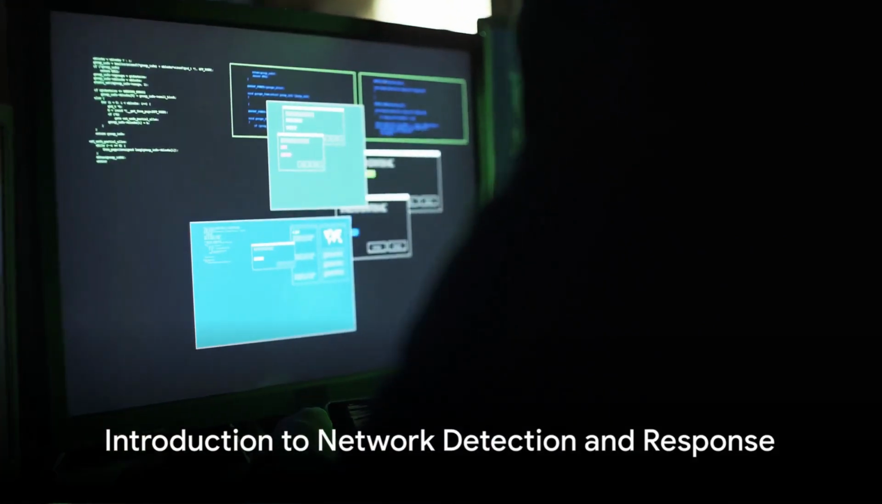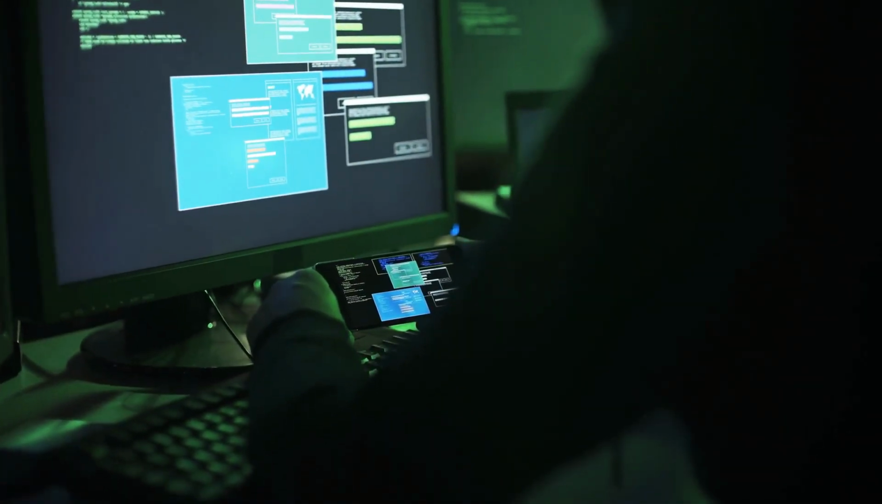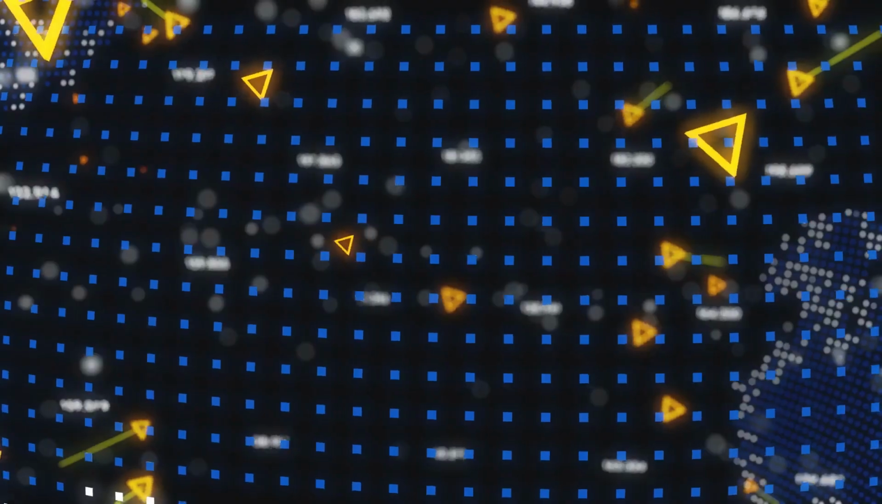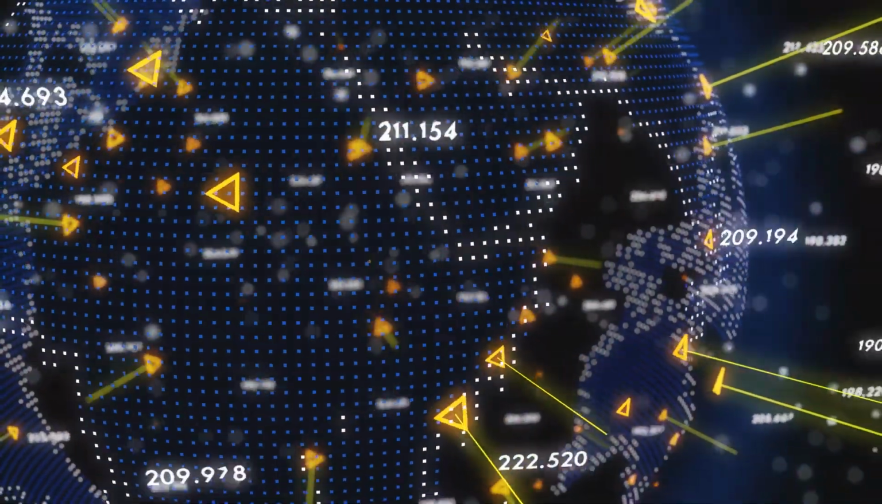Ever wondered how to tackle the mammoth task of detecting and responding to network threats in real time? The sheer volume and complexity of network traffic today can make manual detection seem like finding a needle in a digital haystack. Enter the world of network detection and response, or NDR, a critical cybersecurity tool that's making waves.